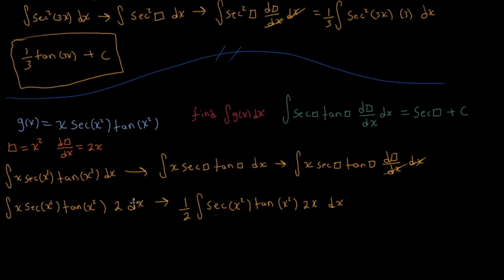So now we can make that conversion to secant of our box plus c. When we make that integration, we get 1 over 2 times the secant of our box, which is x squared, plus c. And this is our answer.